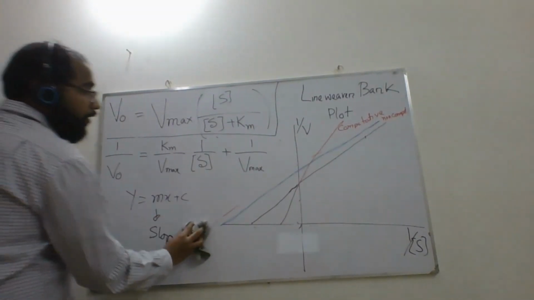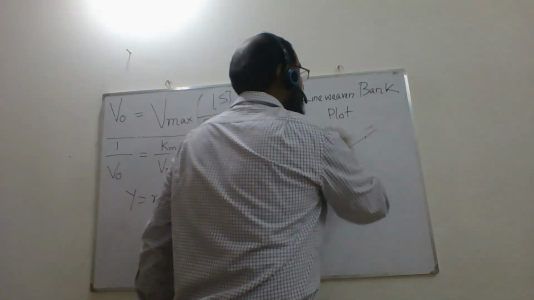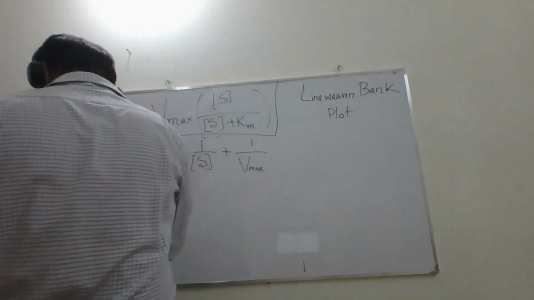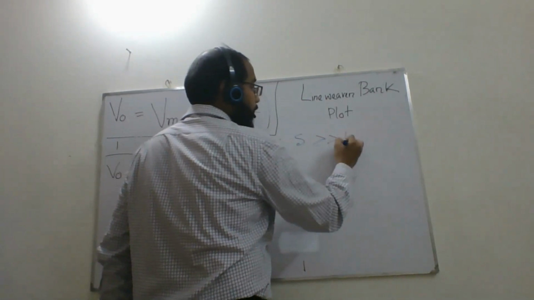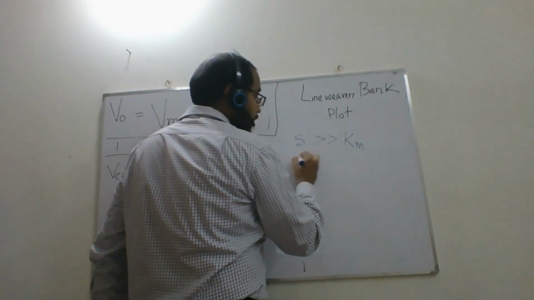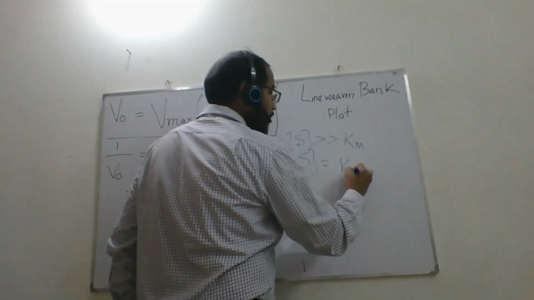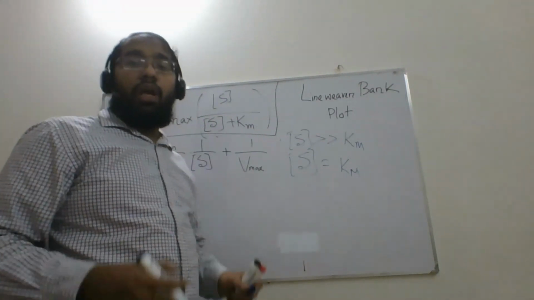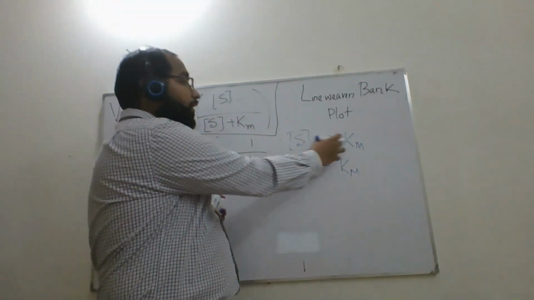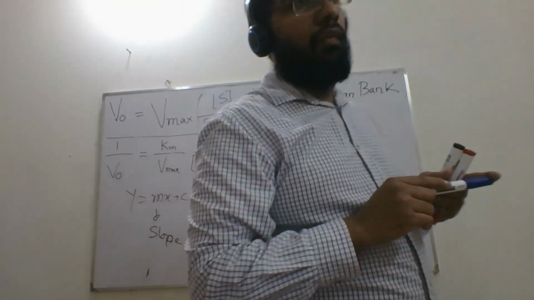For one condition, the two conditions were S much greater than Km and S equal to Km. So for S equal to Km, we find that V equals half Vmax. For S much greater than Km, we find that V0 equals Vmax.